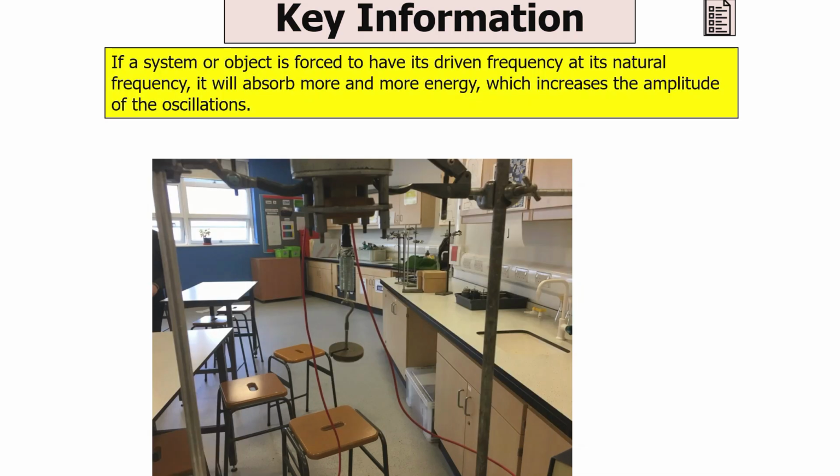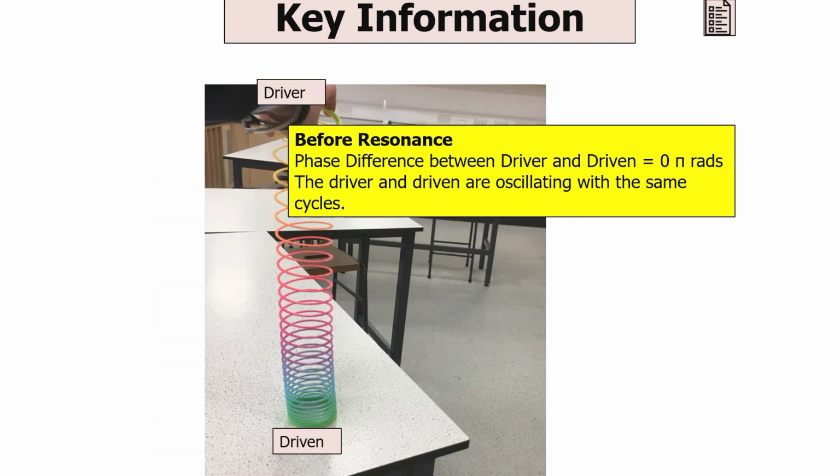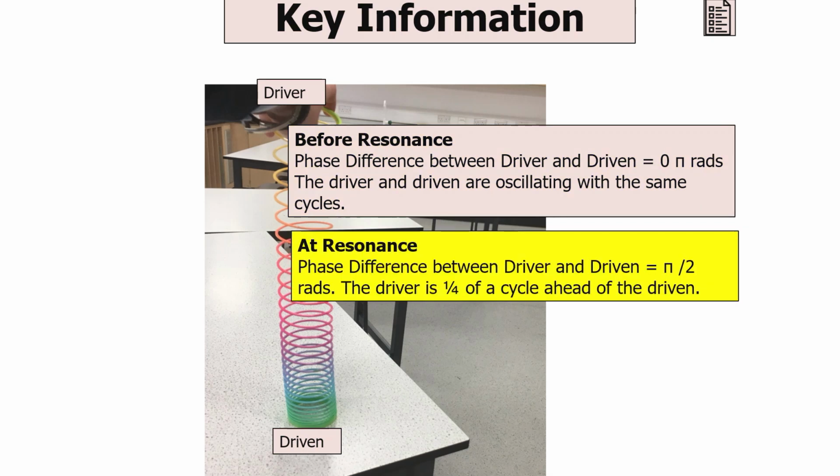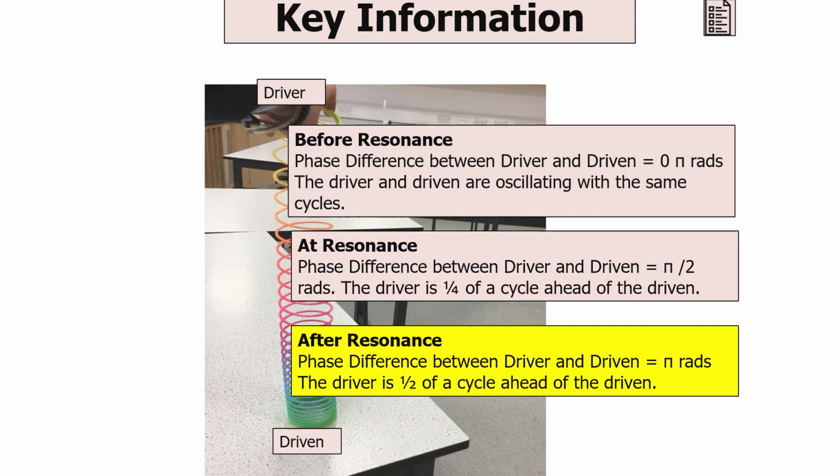Now, if a system or object is forced to have its driving frequency at its natural frequency, like we said before, it will absorb more and more energy, which is where we have our actual resonance. So what we know is that before resonance, the phase difference between the driver and the driven is 0 radians, so the driver and driven are oscillating with the same cycles. At resonance, our phase difference between the driver and driven is pi/2 radians, so the driver is 1/4 of a cycle ahead of the driven. Whilst after resonance, the phase difference between the driver and the driven is pi radians, so the driver is half a cycle ahead of the driven.